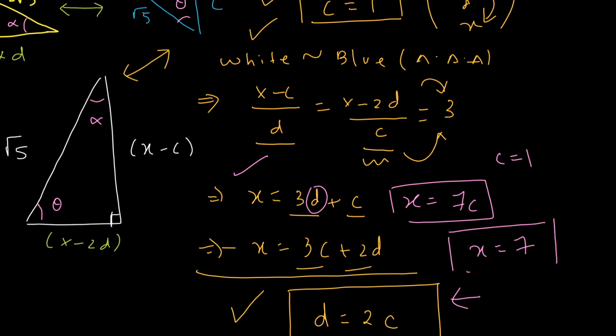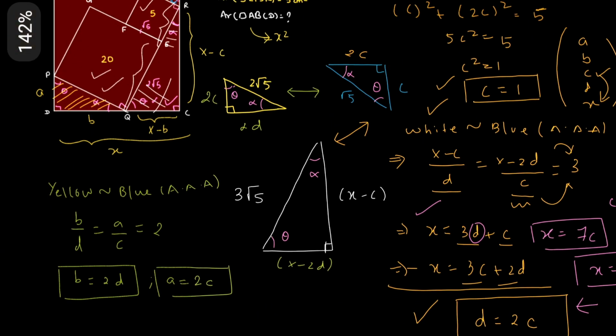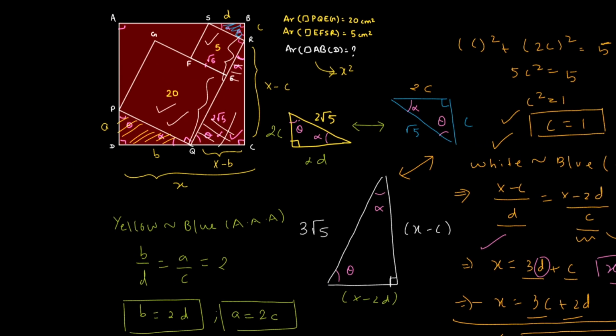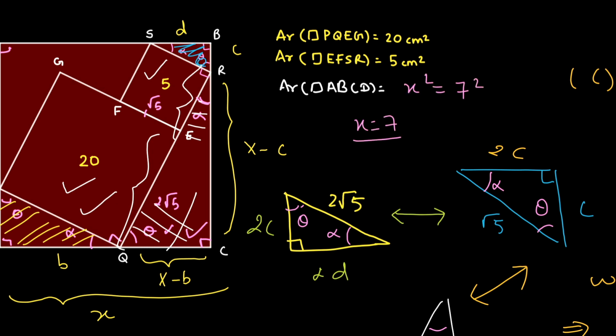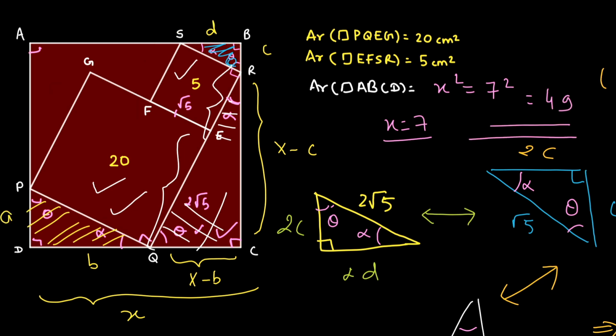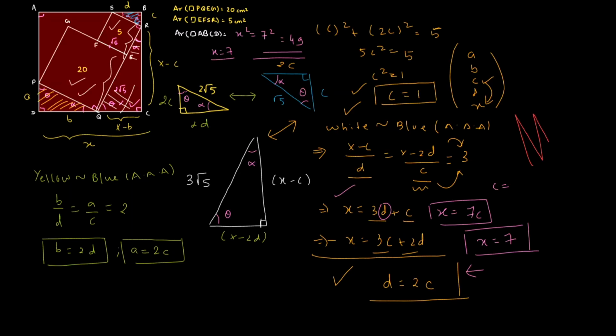So if the value of x is equal to 7 and x is the side length of the square ABCD, this means that the area of the square ABCD is simply going to be x square, and this thing would be equal to 7 square, because the value of x is equal to 7, and this thing would be equal to 49, and this is the answer that we were looking for. So this was my way to solve this particular problem.